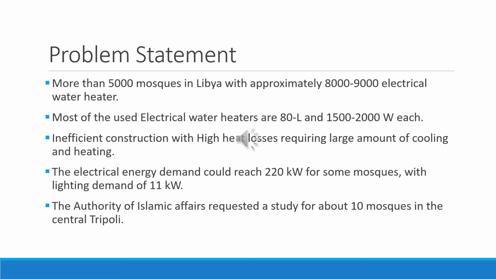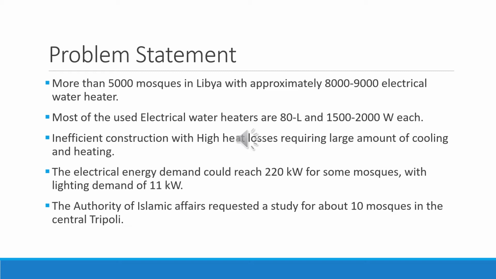So now let's talk about the problem statement. In Libya, we have more than 5,000 mosques, with approximately 8,000 to 9,000 electric water heaters. Most of them are 80 liters with 1500 to 2000 watts each. Moreover, inefficient construction of the buildings, without any insulation, leads to high heat losses that require a large amount of cooling and heating.